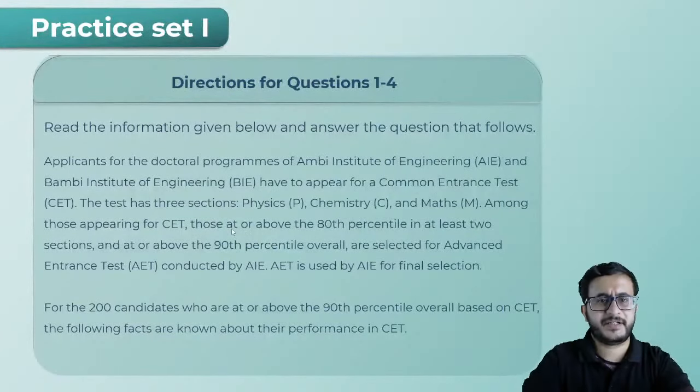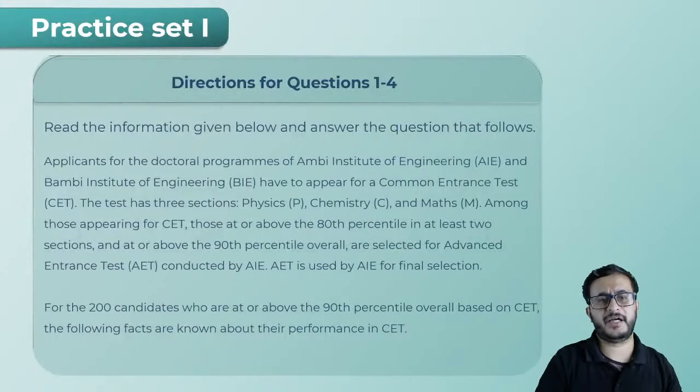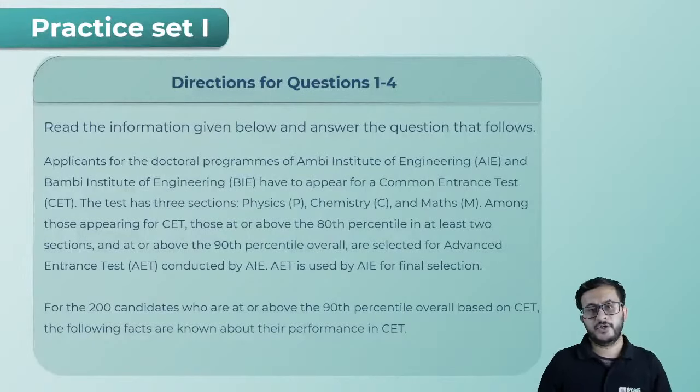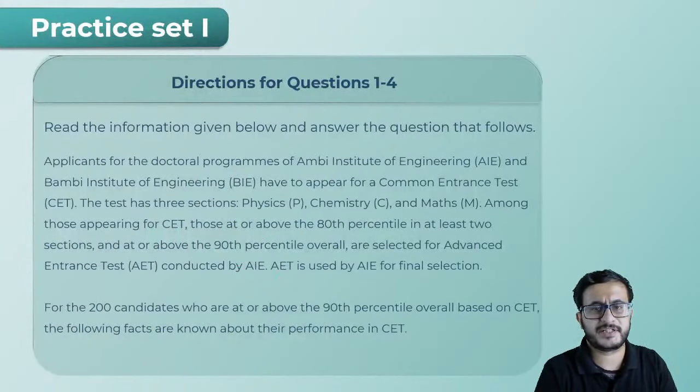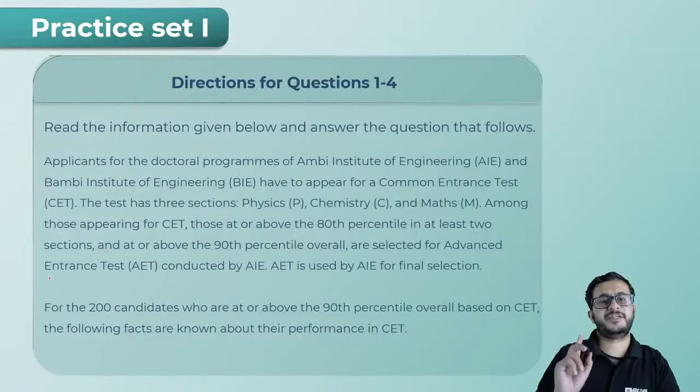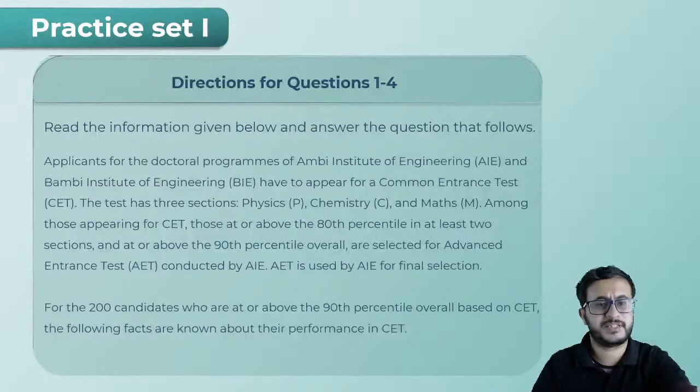Okay, so it says that there are two institutes, and they take scores of these examinations. AIE and BIE, they have to appear for a common entrance test, and there are three sections: physics, chemistry, and maths. Those who appear for CET, those at or above 80th percentile in at least two sections, and overall 90 percentile, are selected for the advanced entrance test. And AIE is used for final selection.